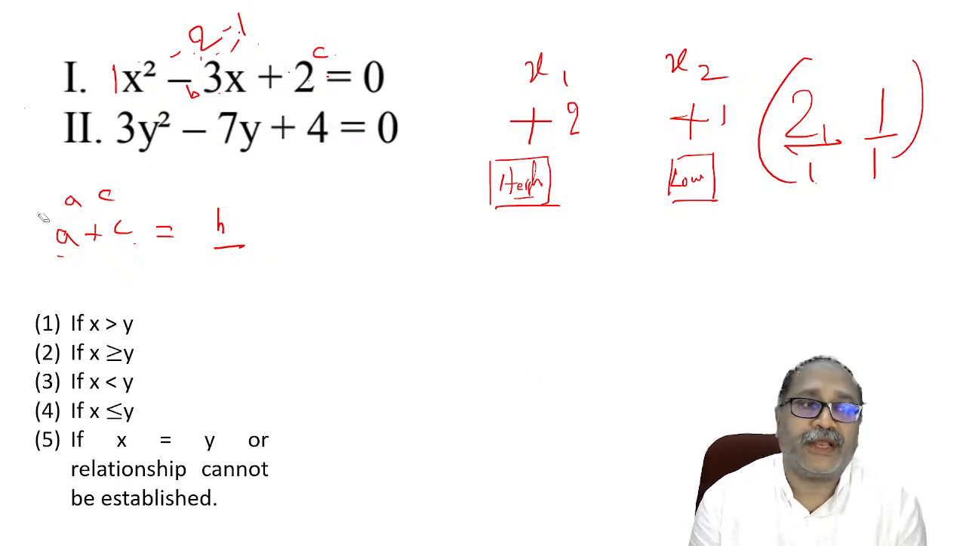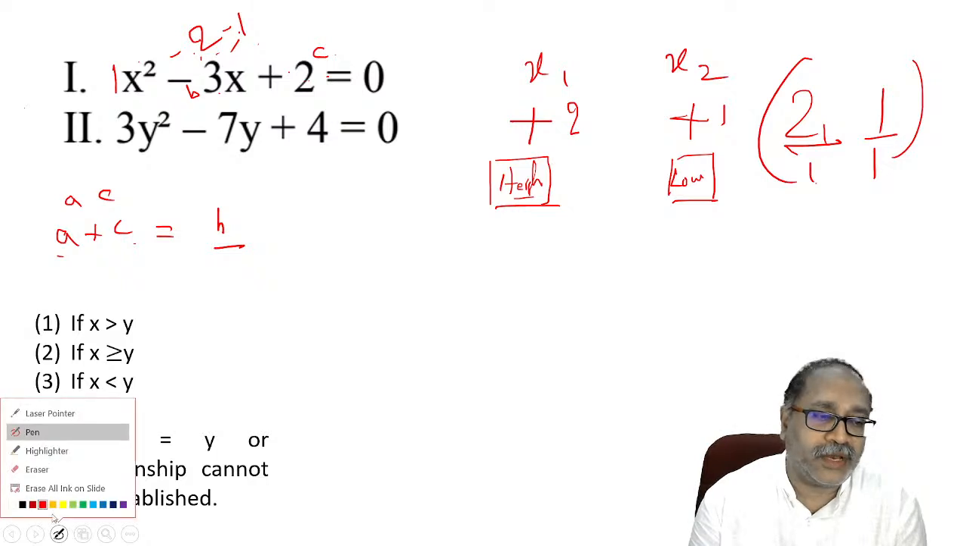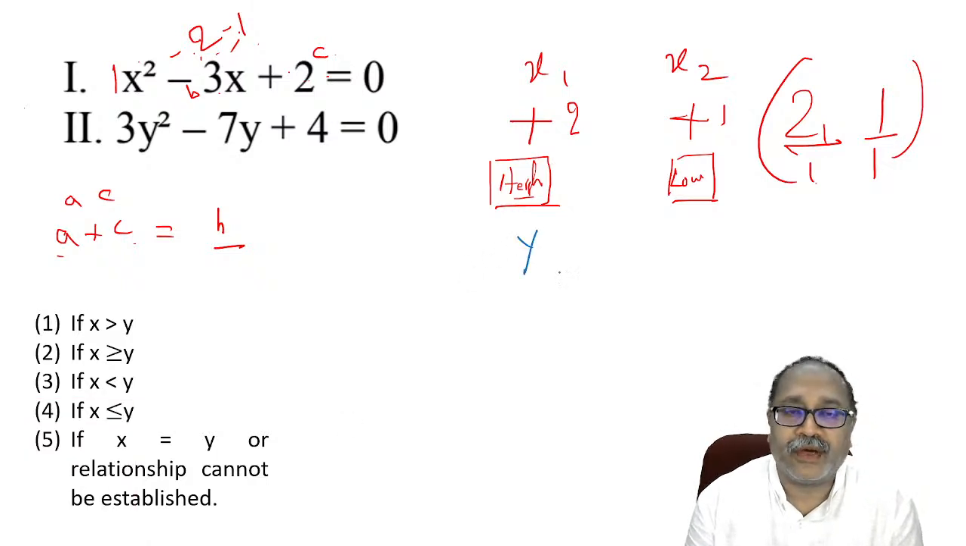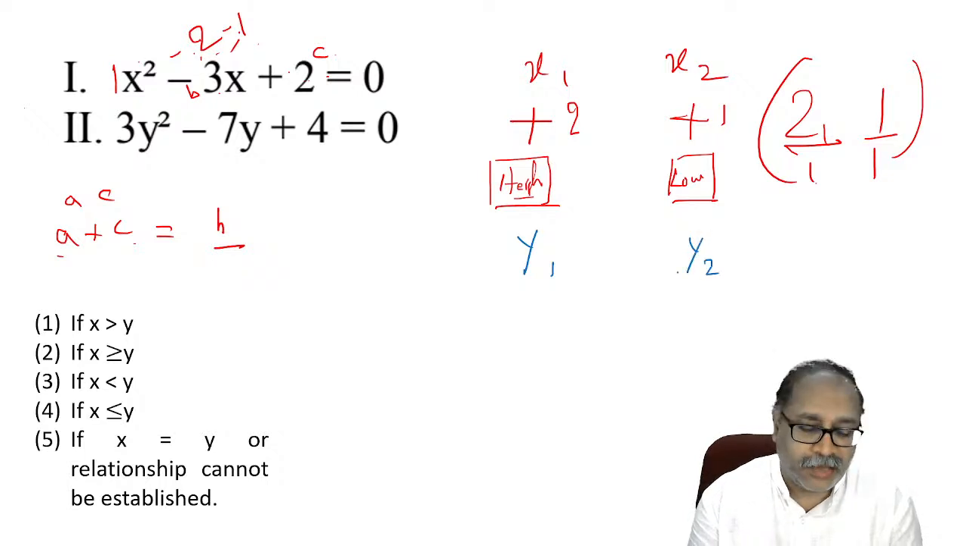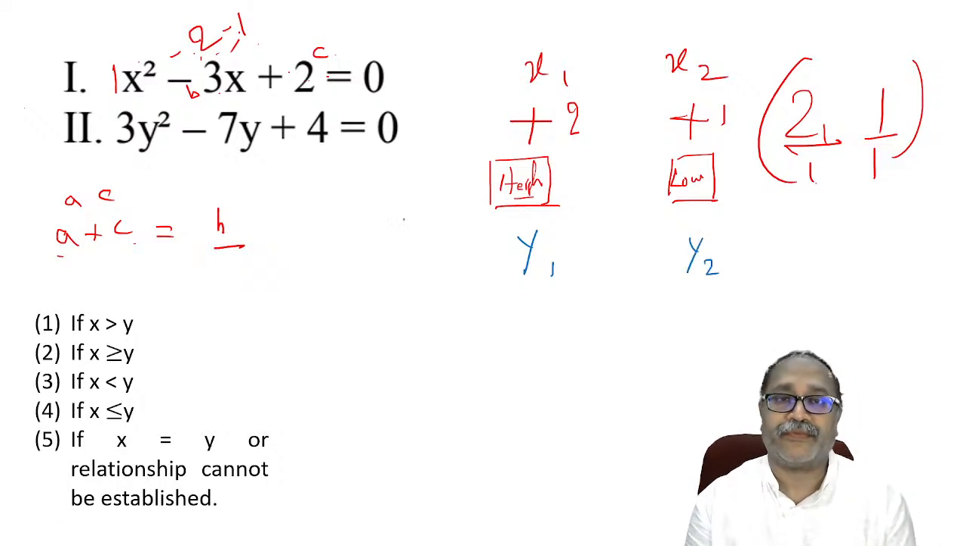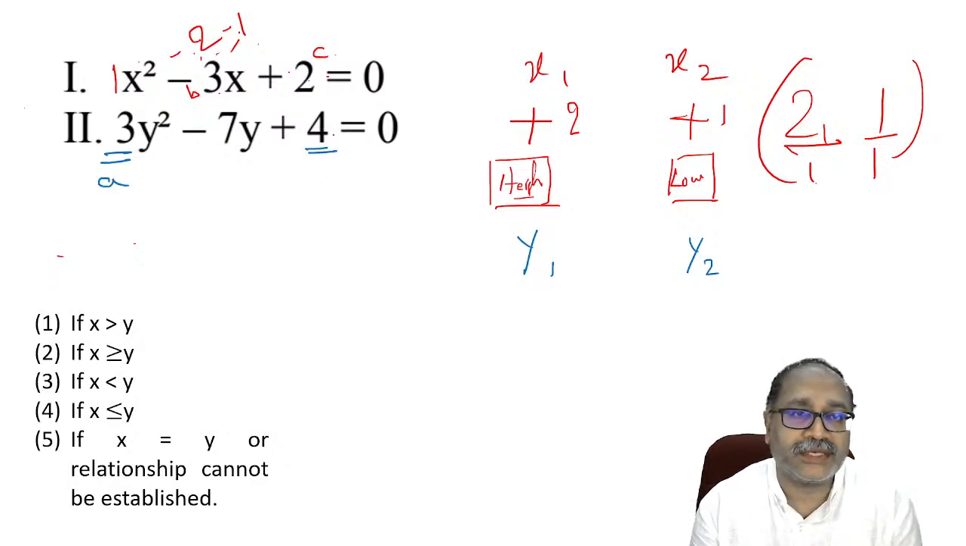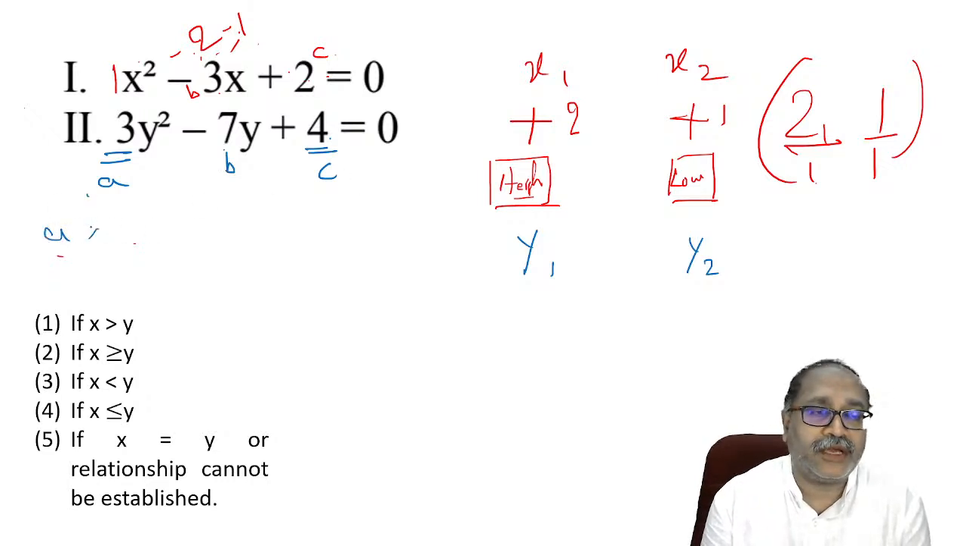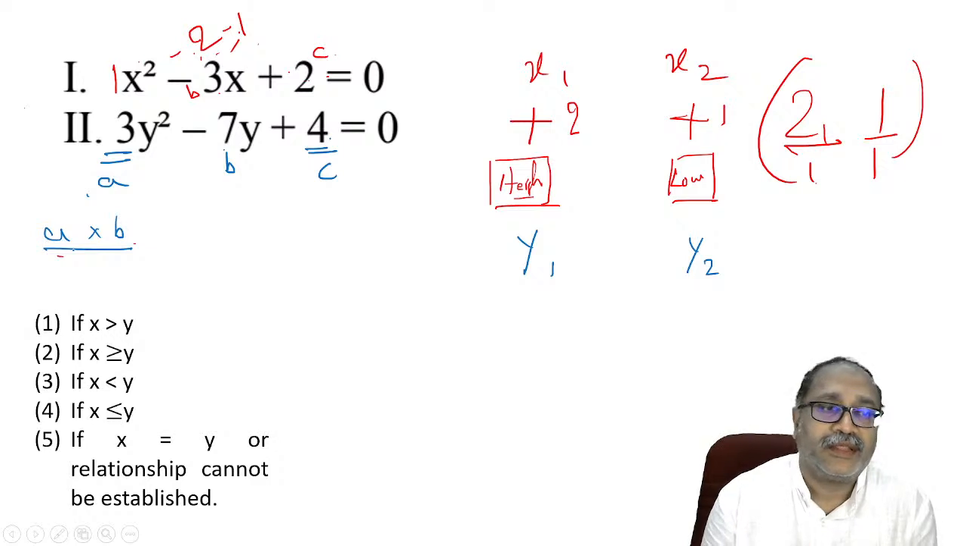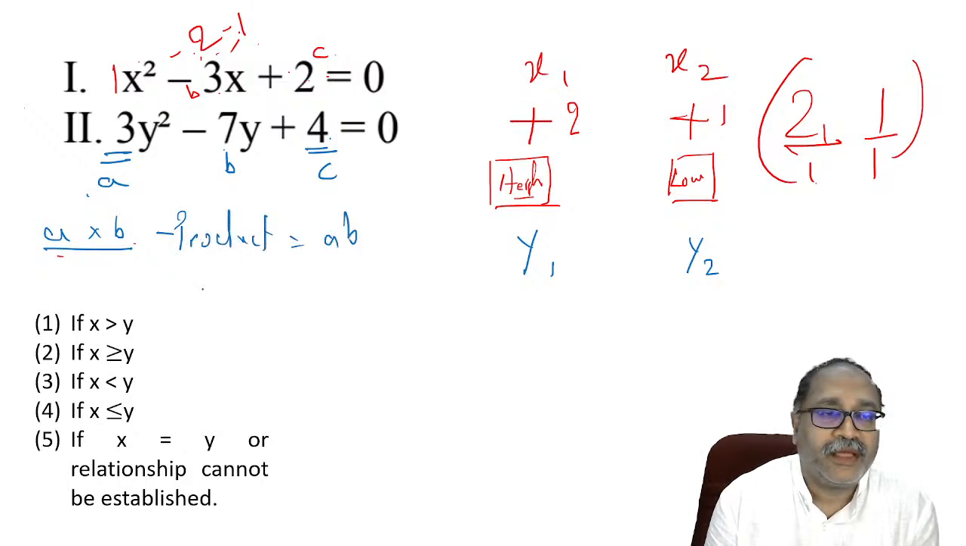Now we got x1 and x2. Now coming to y1 and y2. How do we find out y1 and y2? I am writing it in a very detailed manner. So here I will remove this. Look at this one. This is 3, which is A, this is 4, which is C, and this is B. I need to write A into B in such a factor that the product should be AB and the sum should be B.